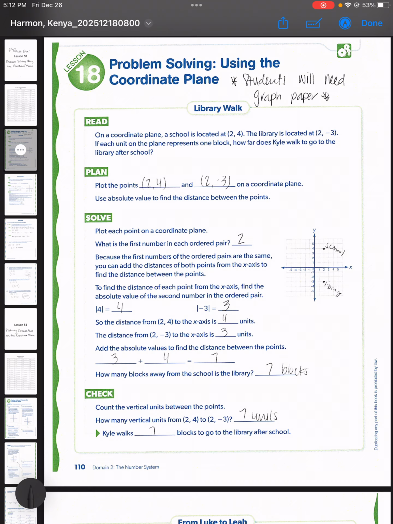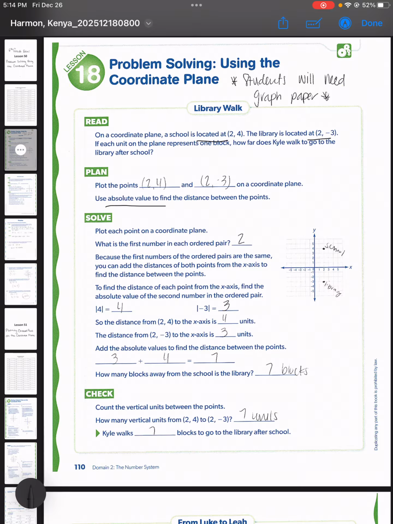In this first example, students are given a coordinate plane, and they are told that the school is located at the point 2, 4, and the library is located at the point 2, -3. If each unit on the plane represents one block, how far does Kyle have to walk to go to the library after school? So our first step is to plot the points, which has been done on this example for you. And then we're going to use absolute value to find the distance.